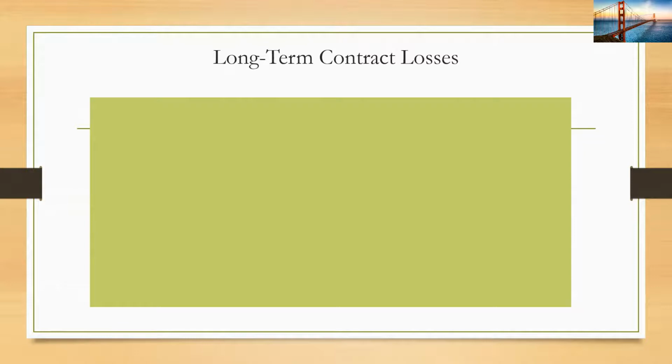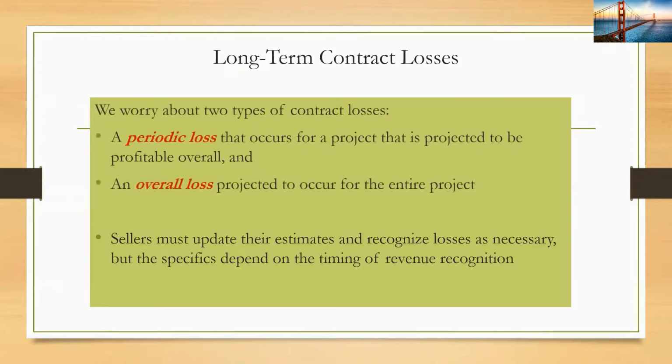Unfortunately, losses sometimes occur on long-term contracts. As facts change, sellers must update their estimates and recognize losses if necessary to properly account for the amount of revenue they should have recognized to date. Now, how to treat those losses in any one period depends on whether the contract is profitable overall.